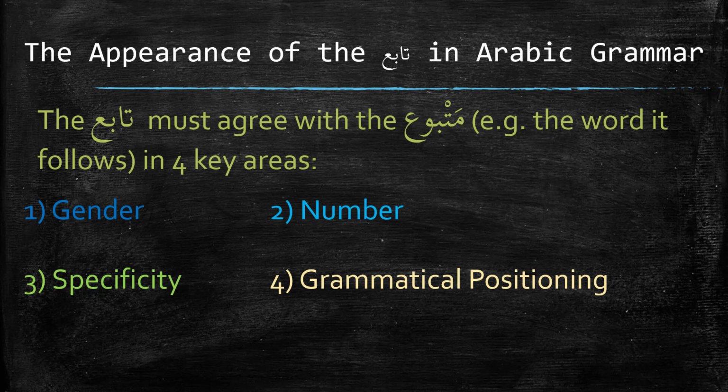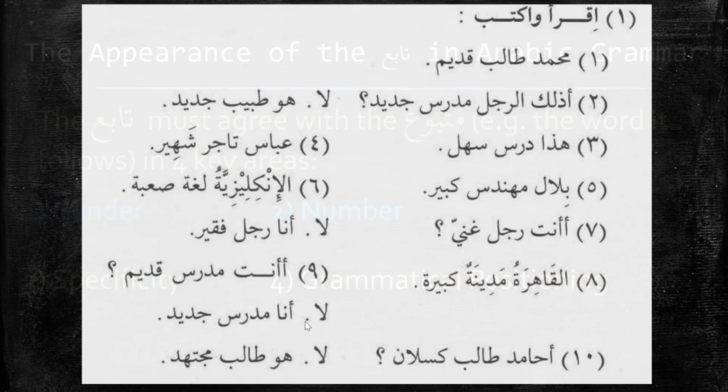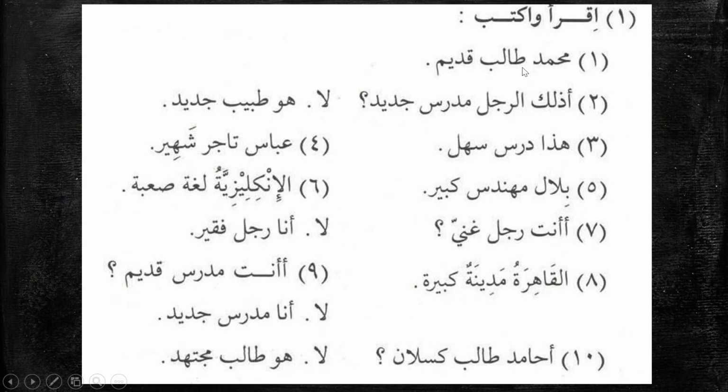So we're going to say it follows it in the grammatical positioning. So if it follows a word that follows a harf jar, then it's just like it follows that harf jar. If it follows a subject, then in its grammatical positioning, it's just like that subject. Okay, so enough talking about it. Let's see some actual examples of it.